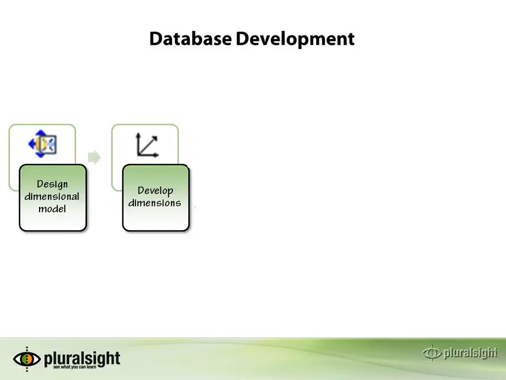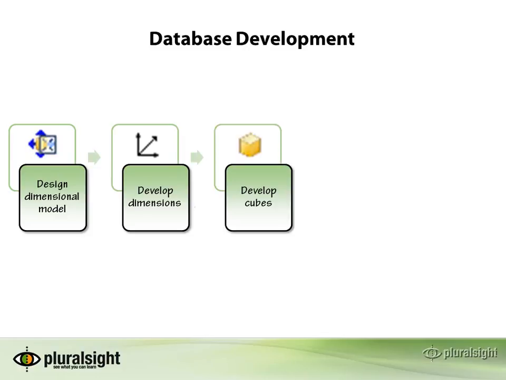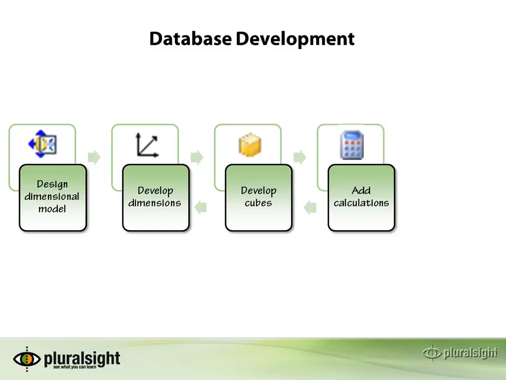Once the dimensional model is in place, we then work through the development of the dimension objects. Then we develop the cubes for the database. And this is often an iterative process where we might go back and add more dimensions and come back and do more development work on the cubes. Eventually, we'll add calculations to the cubes, which is how we store the business logic into the cubes for data that's not available in the raw data. And again, we could still go back and do work on dimensions and cubes to fine-tune these objects.